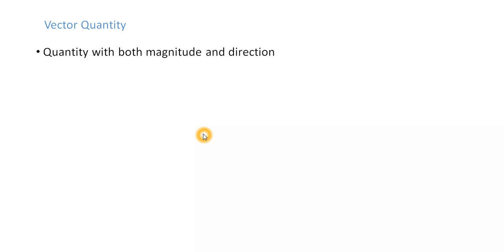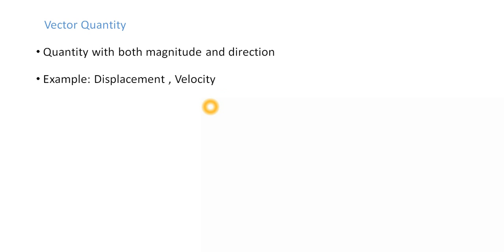Now, when I talk of a vector quantity, it is a quantity with both magnitude and direction. It means we have to explain a vector quantity with the help of a numerical value and a direction. So for instance, we have displacement and velocity. We have a lot of examples of vector quantities. Let's take displacement.